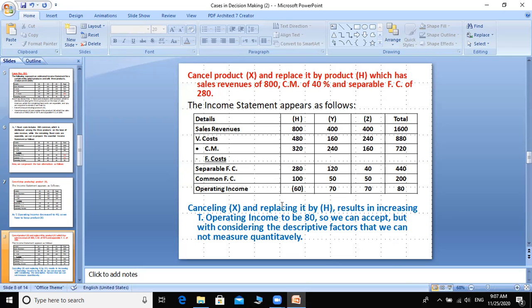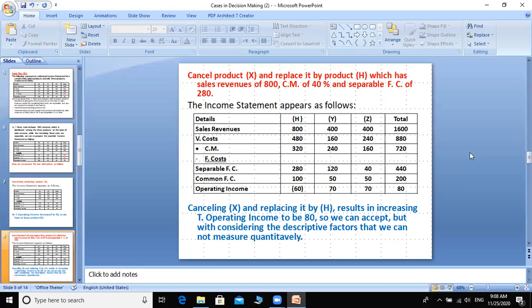So canceling X and replacing it by H results in increasing total operating income to be 80. So we can accept the replacement, but with considering the descriptive factors that we cannot measure quantitatively, because maybe canceling X will affect the sales of Y and Z. Maybe canceling X will make us lose our goodwill, our name in the market, our competition, and so on. Can we use the shortcut in solving such a case?